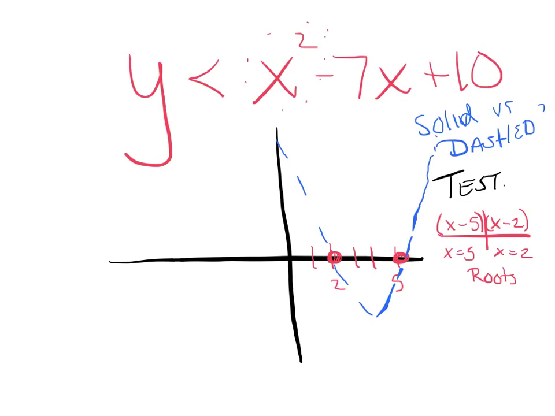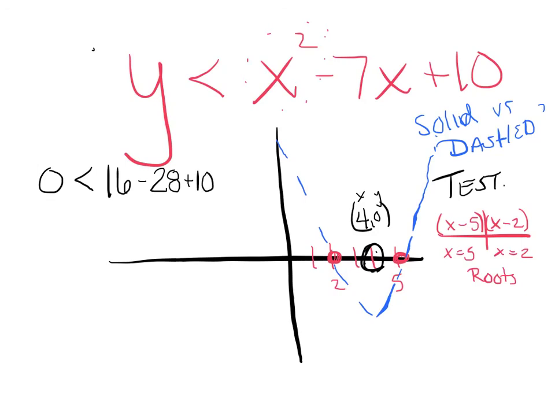Okay, I'm going to pick a point to test that is just not on the parabola. For example, maybe I'll test the point 4, 0. Okay, maybe I'm going to use this as my test point, 4, 0. So I'm plugging 0 into the y's and 4 into the x's. So I'm going to get 0 is less than 4 squared is 16 minus 28 plus 10. So 0 is less than negative 2. True or false?